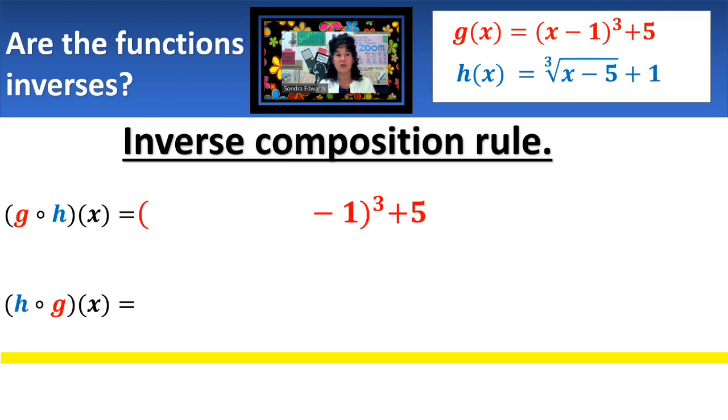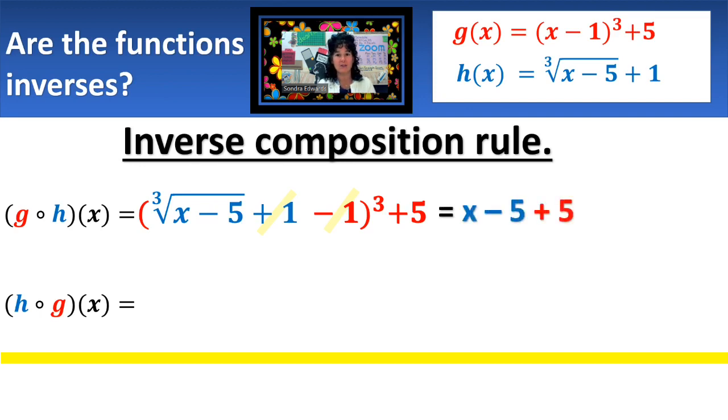G composition h of x, we want to start with the g function. So notice x minus 1 cubed plus 5. Instead of x, I have that blank there. Composition h means every x in this g function is going to get replaced with the h function. So the x that used to be here is turning into the h function. Now I want to simplify. As I begin to simplify, I see here that I have a plus 1 and a minus 1, so those cancel. And then I have the cube of the cube root of x minus 5. So if I cube this cube root, this will become x minus 5, and I'll still have plus 5.